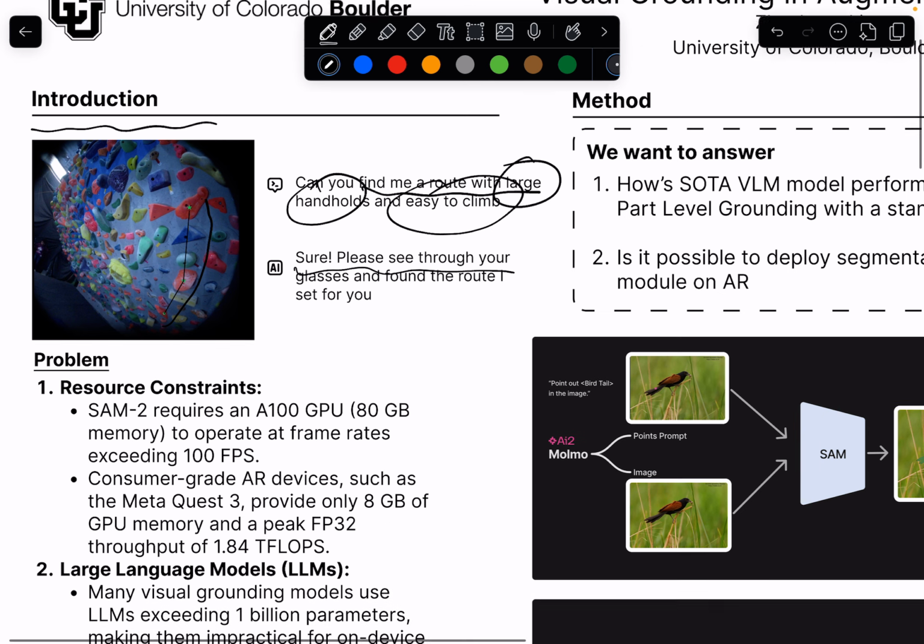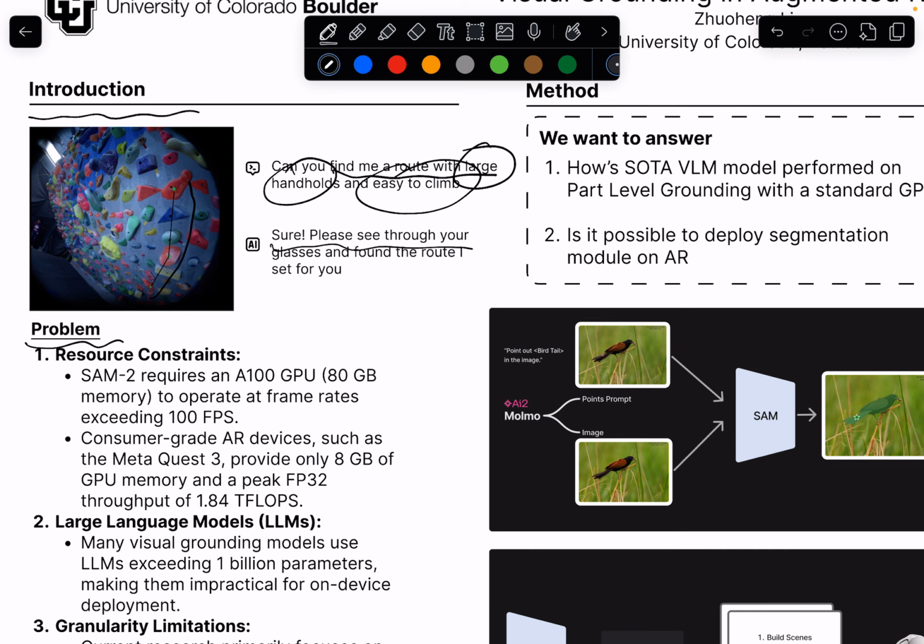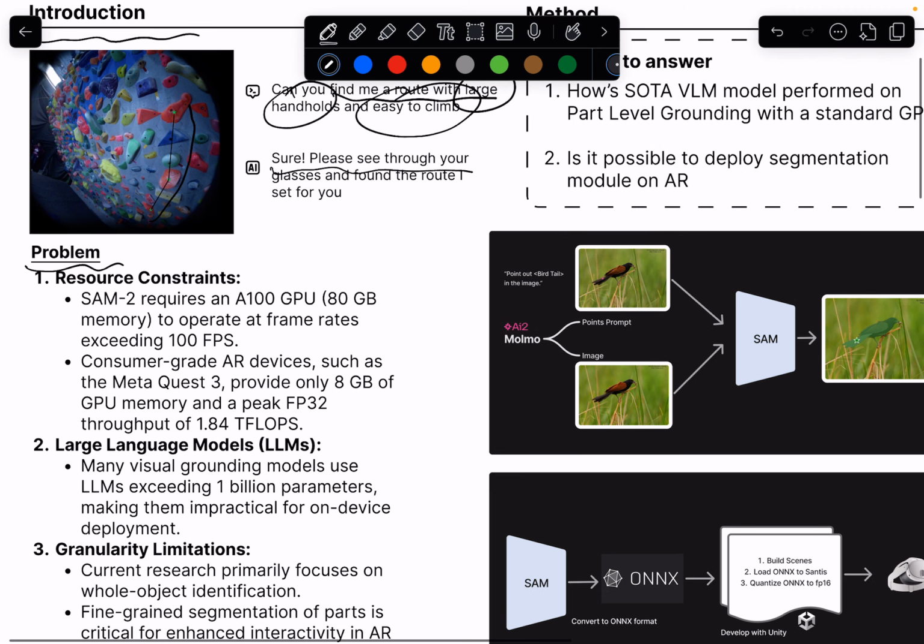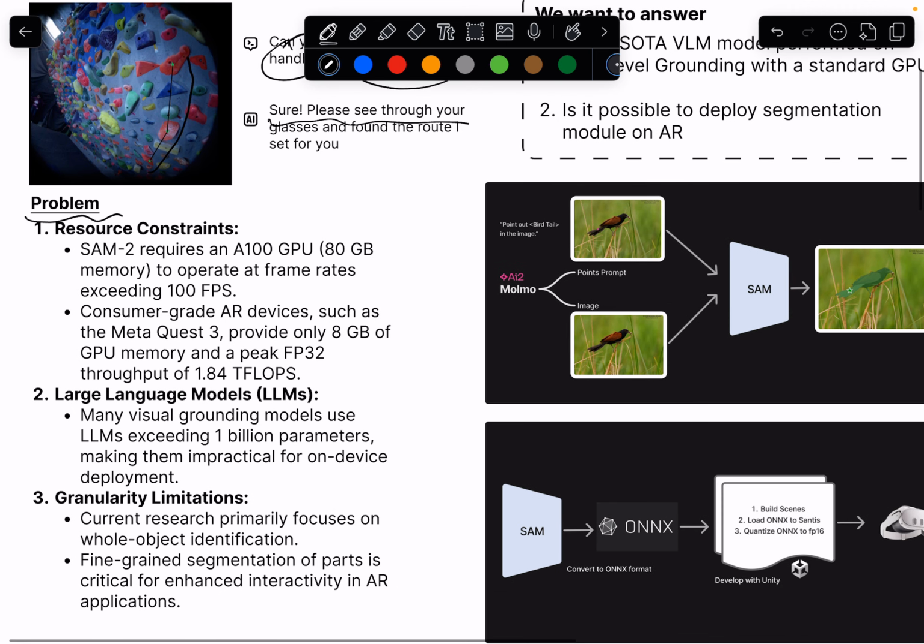But we have problems that restrain us from deploying that capability to AR, so we cannot enjoy it in every bouldering gym right now. Firstly, SAM2, which is a very popular segmentation model on video that supports this feature, actually requires 80 gigabytes of memory to operate at 100 FPS, which is standard for fluent video experiences.